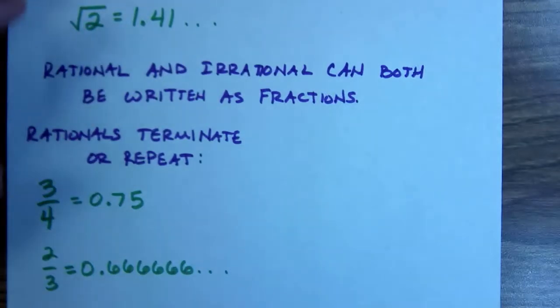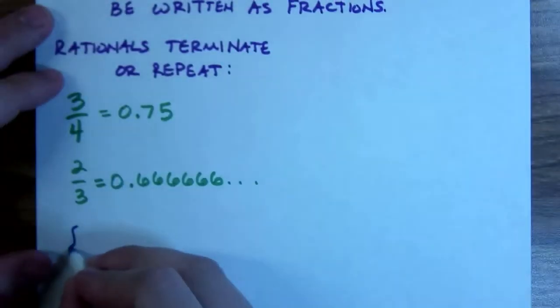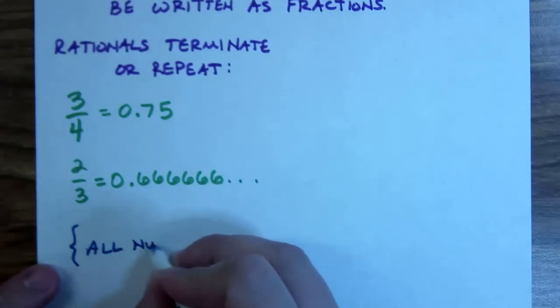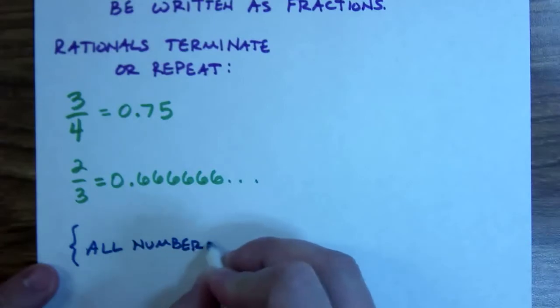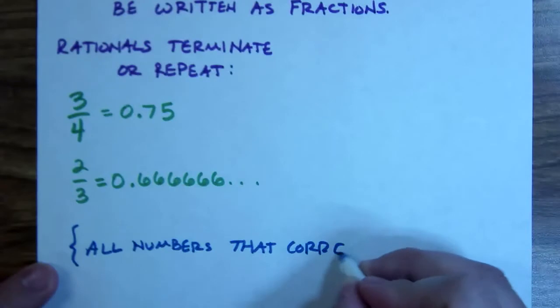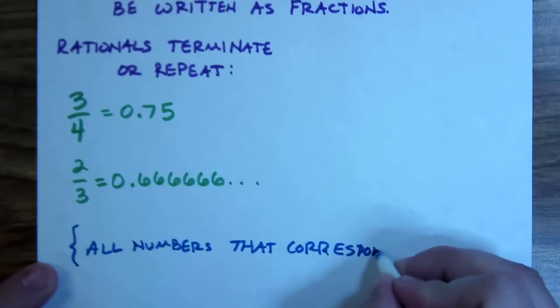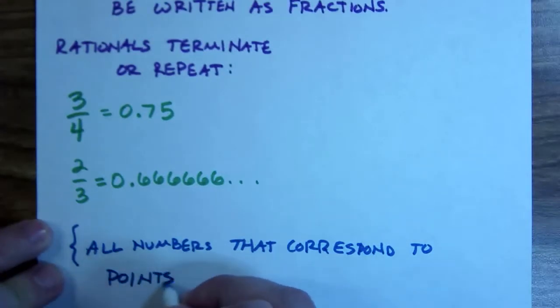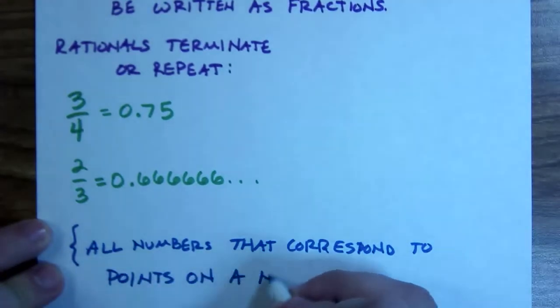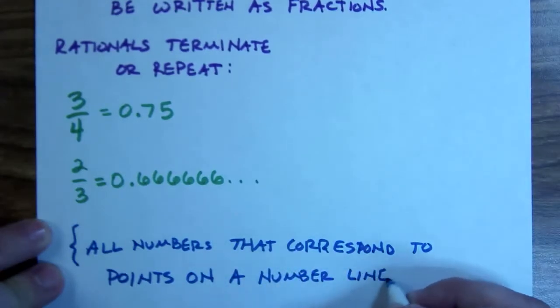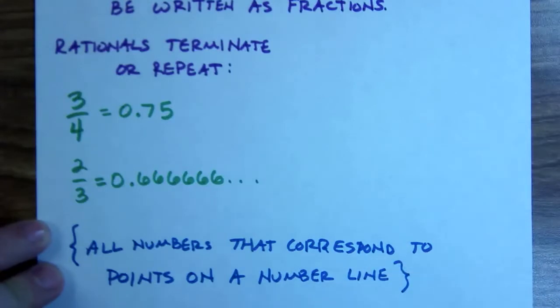And the final set, everybody's favorite, all numbers that correspond to points on a number line. And this is the set of real numbers.